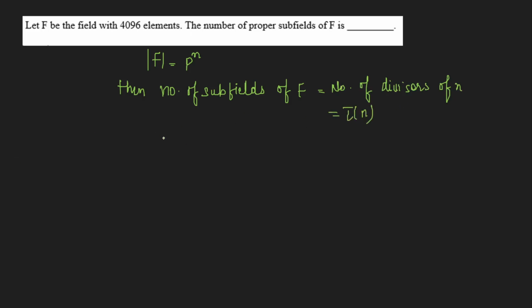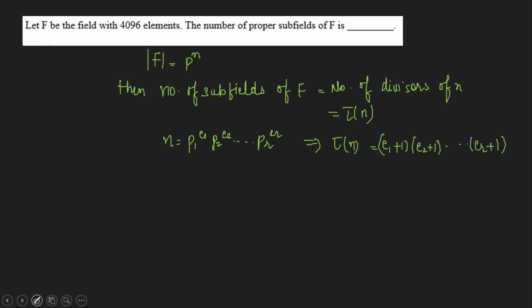And what is tau of n? Let's suppose n is equal to p1 to the power e1, p2 to the power e2, and so on up to pr to the power er, this is the prime factorization of n. Then I can find tau of n using (e1 plus 1)(e2 plus 1), and going on in this way up to (er plus 1), right? So we have this formula for the number of subfields. So let's apply this in our question.